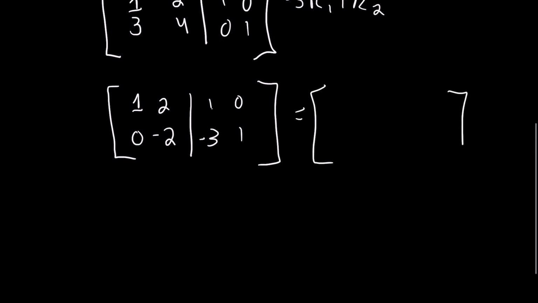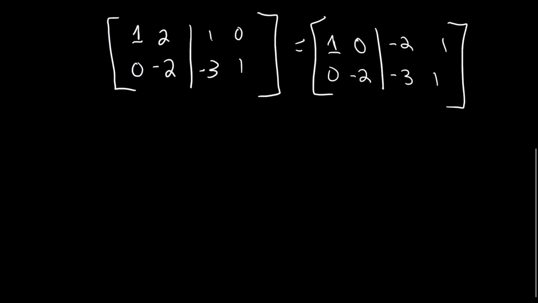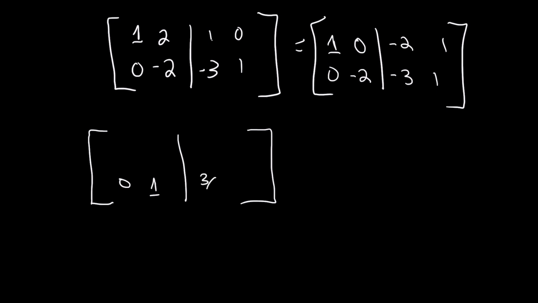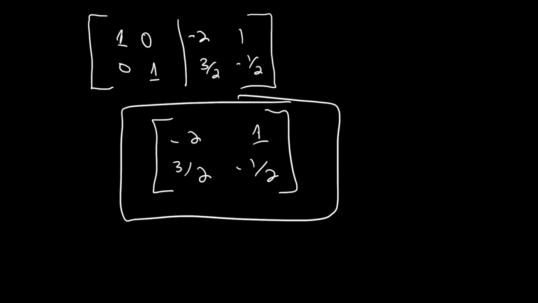Now I'm just going to add those two rows together. So I'm going to do row 2 plus row 1. So 0, -2, -3, 1. So that's going to be 1, 0, -2, 1. So now I can just simplify it, and I'm pretty much done with this problem. It's going to be 0, 1, 3 over 2, -1/2, 1, 0, -2, 1. So your final answer is -2, 3 over 2, 1, -1/2. This is your final answer.